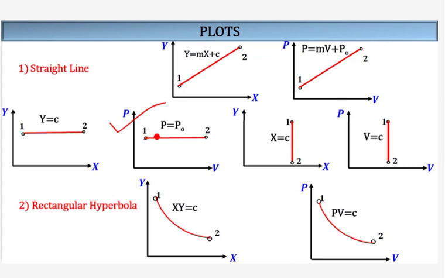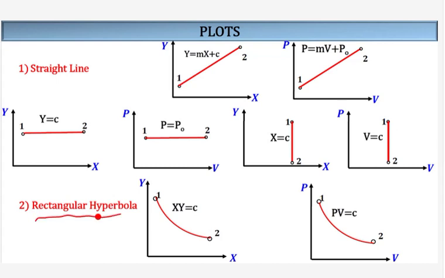Okay, now next is the constant pressure. Constant pressure will be a horizontal line, and its slope will be zero. Now the constant volume line will be a vertical line, and its slope will be infinite. This question was also asked in match the column: constant pressure, constant volume, what will be the slope? So the constant volume line will be a vertical line, and a vertical line has a slope equal to infinite.